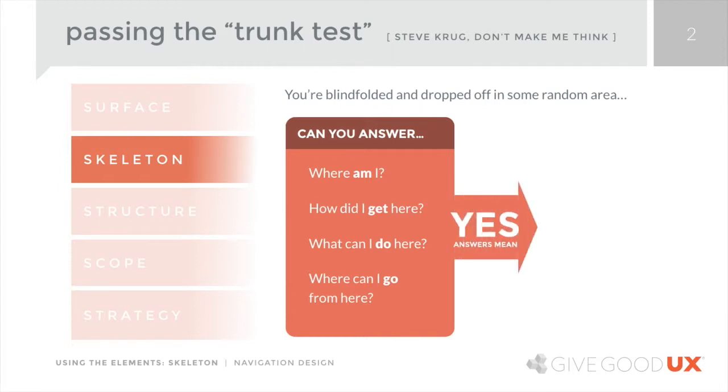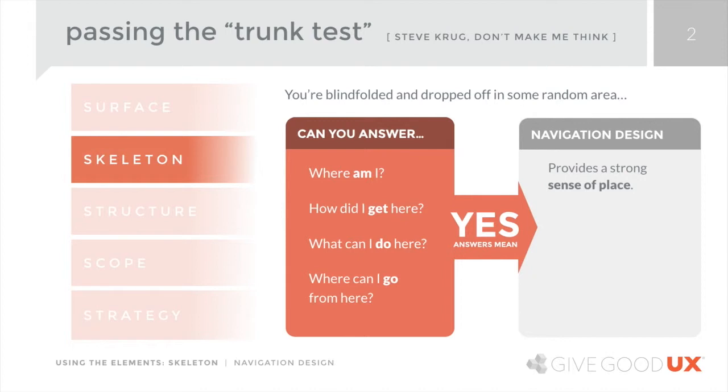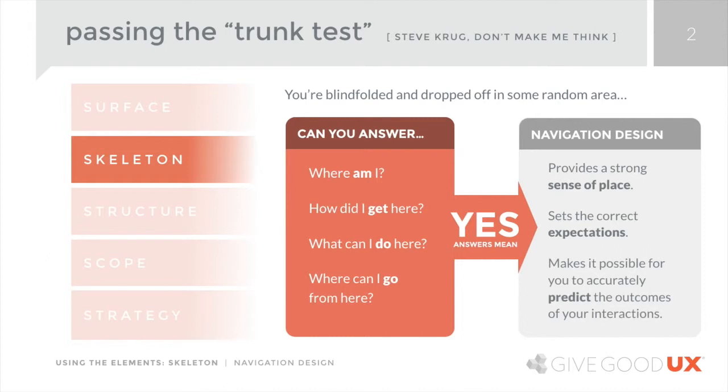Now, if you answer all 4 of those questions correctly, it means that the navigation design has done several things right. First of all, it's provided a strong sense of place. You know where you are in the grand scheme of things. And not only do you know where you are, but you have a general sense of how big and how large and how deep your surroundings are. It also sets the correct expectations in that you have an immediate sense of what you can do and where you can go. And finally, it makes it possible for people to accurately predict the outcomes of your interactions. If I go this way, I'm headed towards this place. If I head this other way, I'm headed toward this place. That's what good navigation design does.